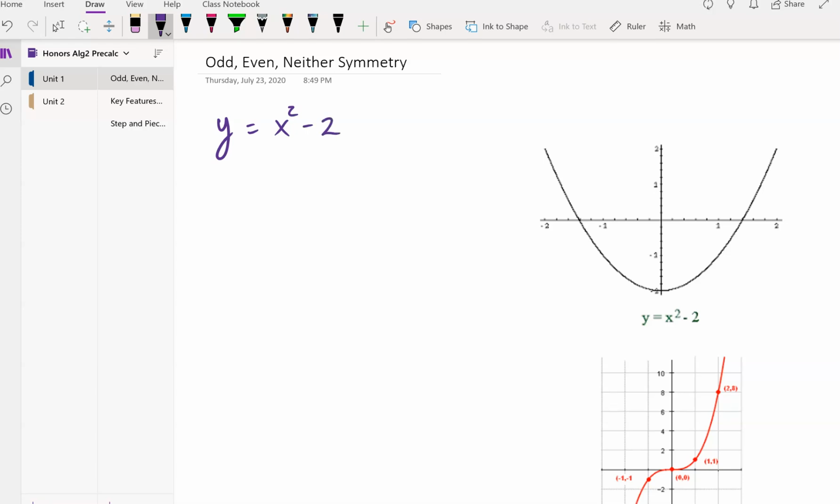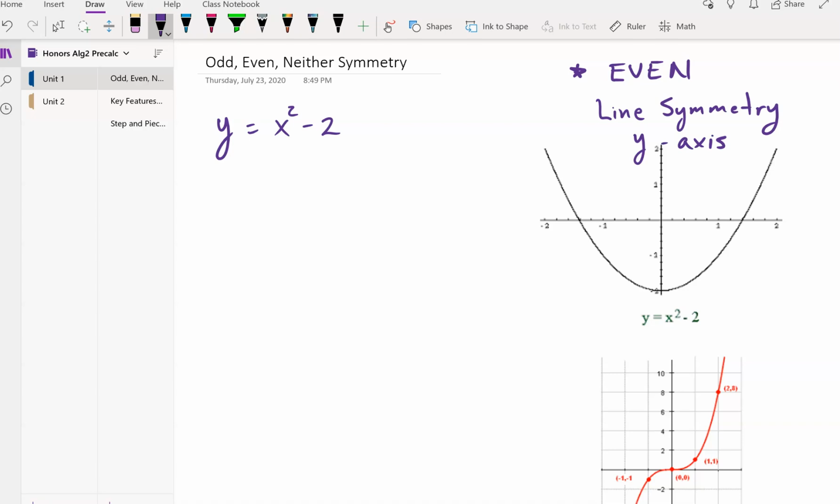And you can see that it has symmetry about the y-axis. So it has line symmetry about the y-axis. And if that is the case, this is going to be called an even function. Okay? So we can tell just by looking at it that it is cut exactly in half with a line of symmetry right along the y-axis.